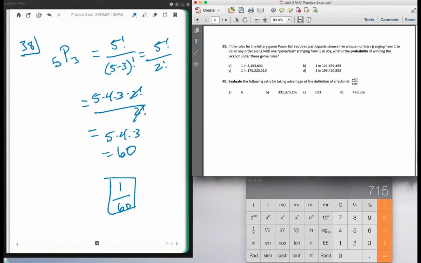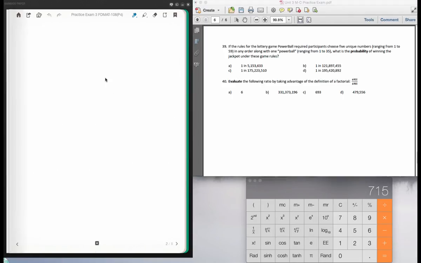Right, 39. If the rules of a lottery game Powerball require participants to choose 5 unique numbers ranging from 1 to 59 in the order along with 1 Powerball which ranged from 1 to 35, what is the probability of winning the jackpot under those game rules? Okay, so there's only one way to win, and so we need to find out all the possibilities.